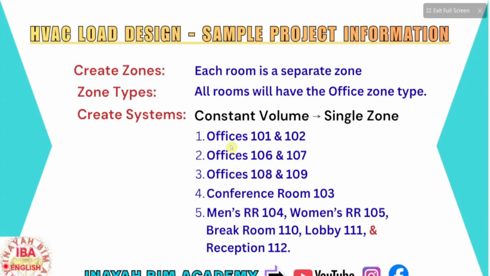And in our project, we are going to create 5 different systems. One is for the office room 101 and 102. Another one is for office 106 and 107, and the third system is office 108 and 109, and the fourth system is for conference room 103, and the fifth will be the rest of the areas like restrooms, lobby, reception, break room, under one single system, all the zones. So we have to create 5 systems.